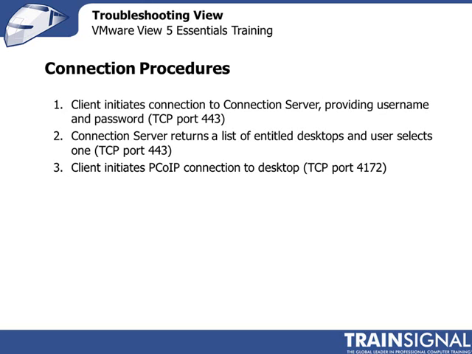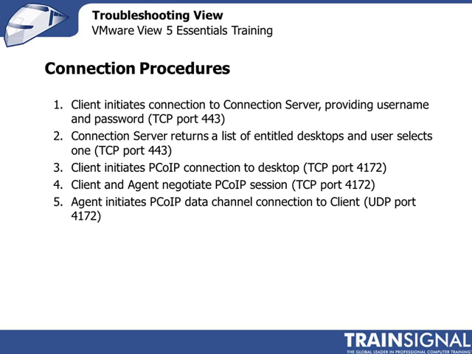Next, the View client will initiate the PC over IP connection to the desktop. This will occur over TCP port 4172. After that, the View client on the client device and the View agent in the virtual desktop will negotiate the PC over IP session. This happens over several back and forth communications over TCP port 4172. Once the session has been negotiated, the agent will initiate a PC over IP data channel connection directly to the View client. This will be over UDP port 4172.